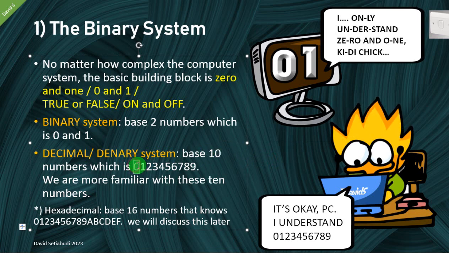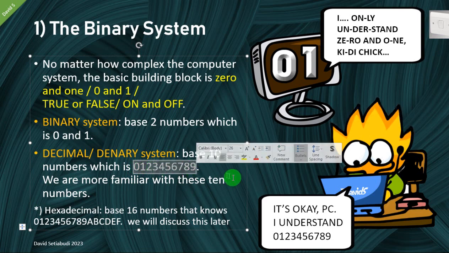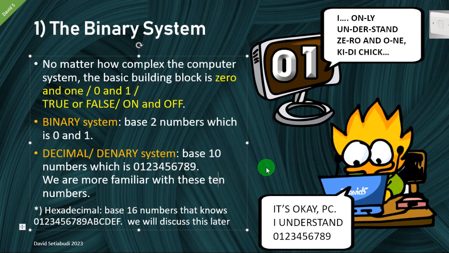Why is this one called base 10? You see, this is 0, 1, 2, 3, 4, 5, 6, 7, 8, 9. So we know about base 10. Oh, why is there no 10 over here? No, there isn't, because 10 is made of 1 and 0, and 1 and 0 are already here. So from 0 to 9 is 10 numbers. That's why it's called base 10.